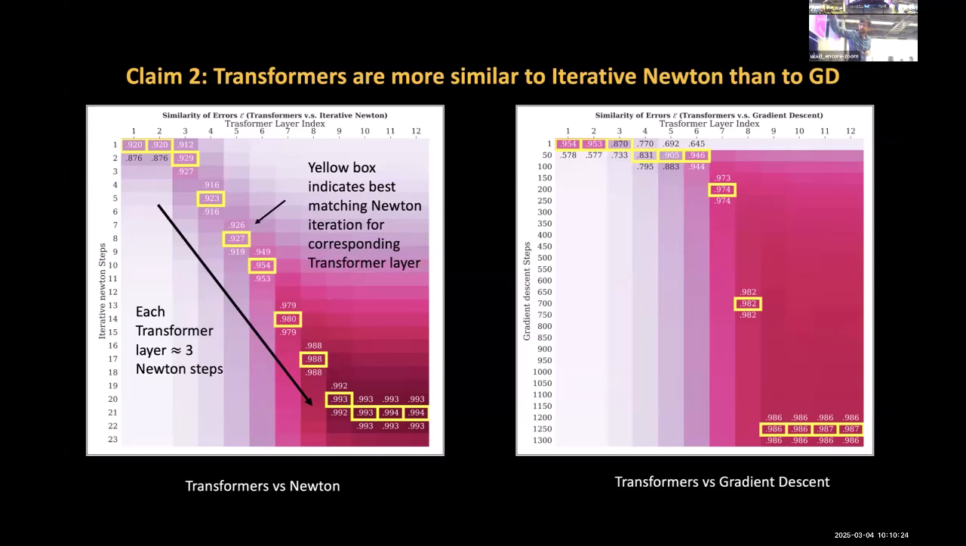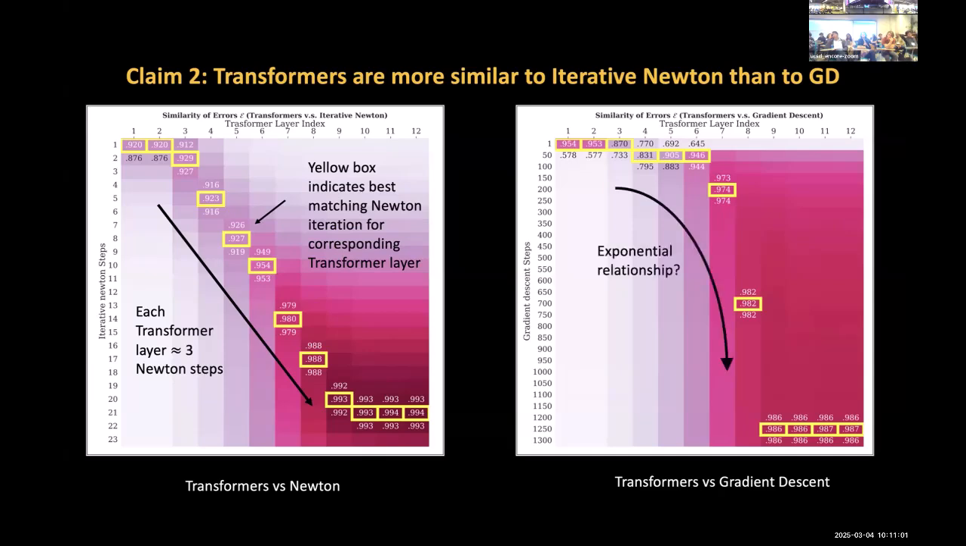And I also have these yellow boxes, which just denote the best matching Newton iteration for a given transformer layer. So say the fourth transformer layer is most similar in terms of this metric to 5 steps of Newton, and that's why I color this with a yellow box. And what we see over here is some kind of linear-like relationship where each transformer layer seems to correspond to about 3 or so steps of Newton. And at the end, it flattens out, which I think goes back to what Atri was saying, that the transformer actually saturates, it doesn't get very small error.